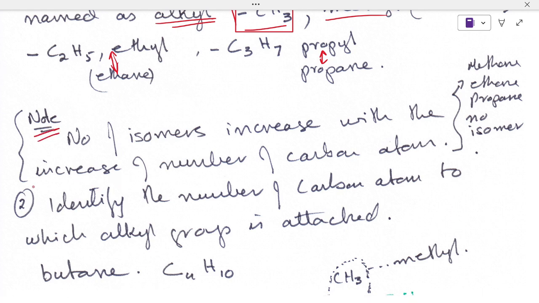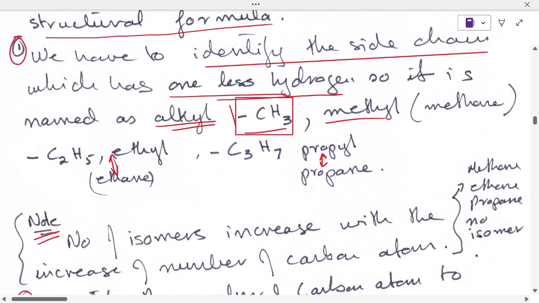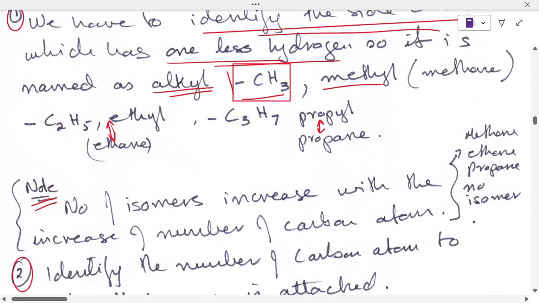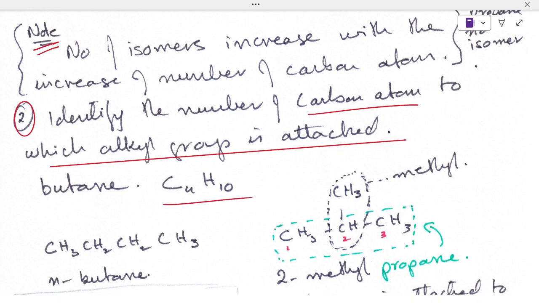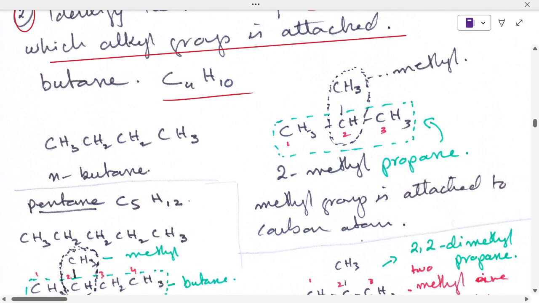Number 2, identify. First you have found out the branch chains which are attached. Secondly, identify the number of the carbon atom to which the alkyl group is attached. Butane, C4H10. First, I have drawn all the carbon atoms in the same single line, so it is n-butane. Then I've taken out one methyl group out of it and it is attached to the second carbon in the chain. Now, we are going to number that chain. The methyl group is attached to carbon 2, so it will be 2-methyl.